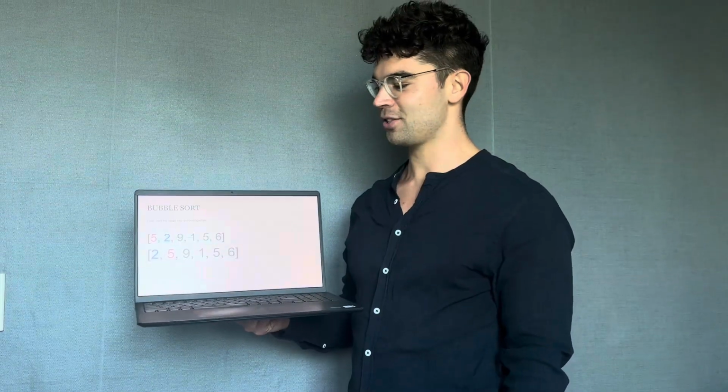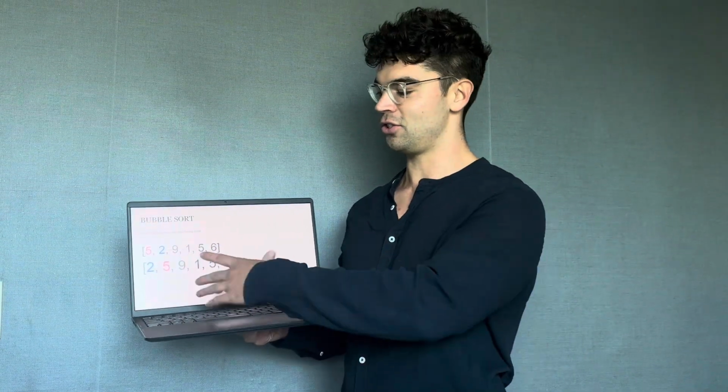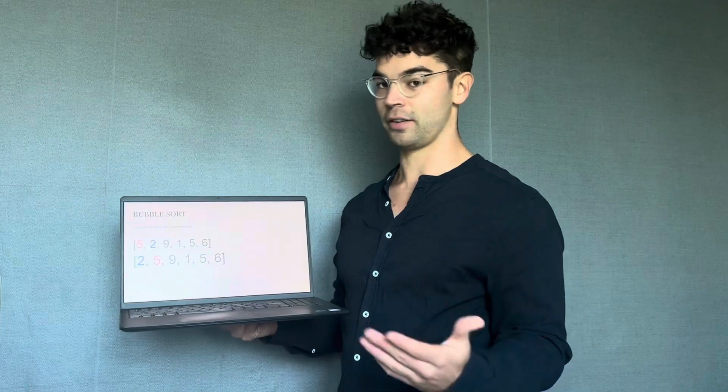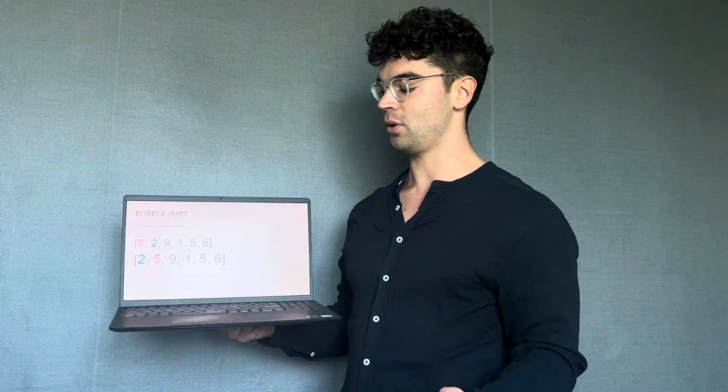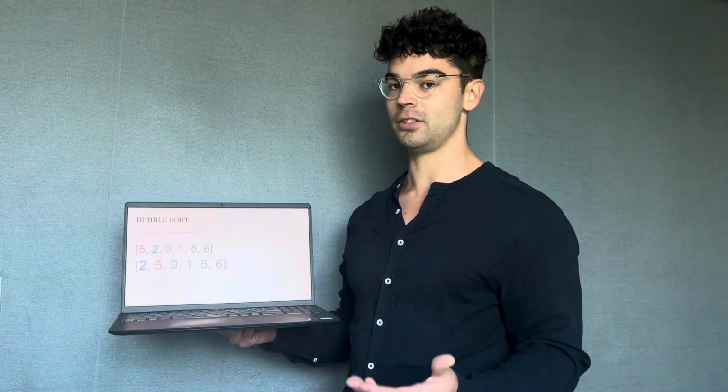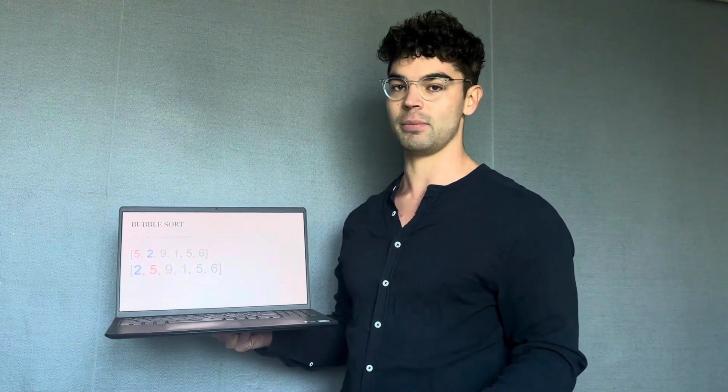So in the first pass, we're going to compare index elements 0 and 1, which are 5 and 2. And since 5 is greater than 2, we're going to swap those. So the array now has 2 at index element 0 and 5 at index element 1.